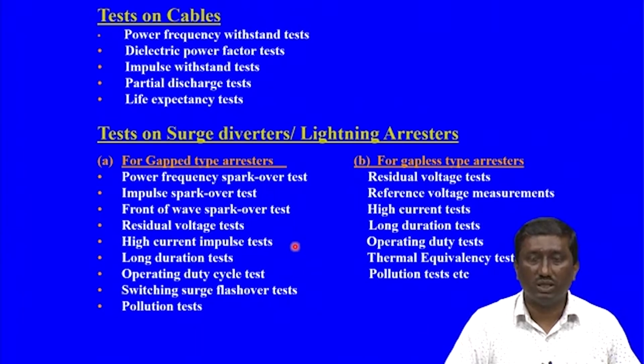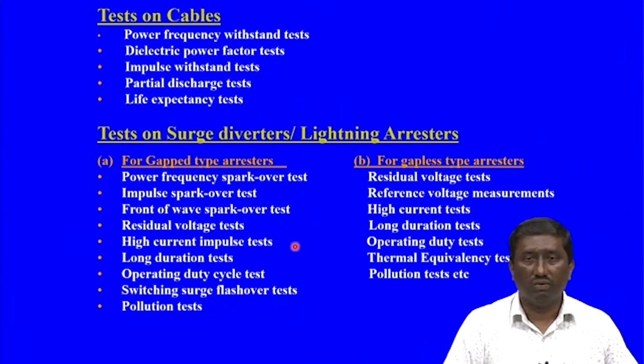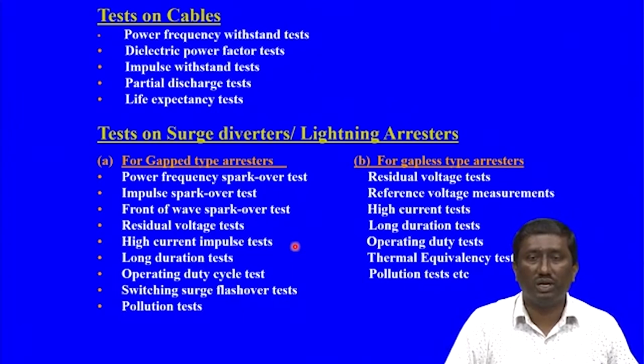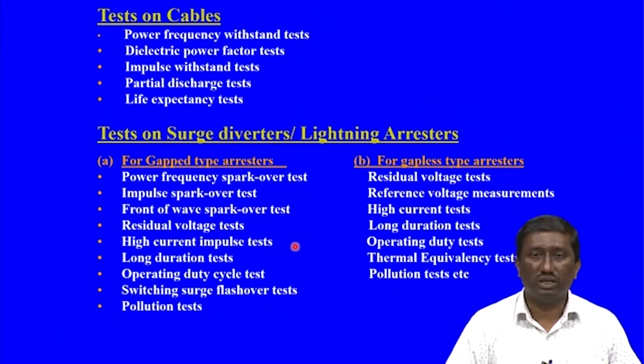Similarly, for switching surge, here again you have switching impulses which are generated and applied to the surge arrestor. Switching surges are basically of 30 by 60 microseconds, 30 being the front time and 60 microseconds being the tail time. So, switching surges are applied to the arrestor and they are verified. The next is the pollution test.